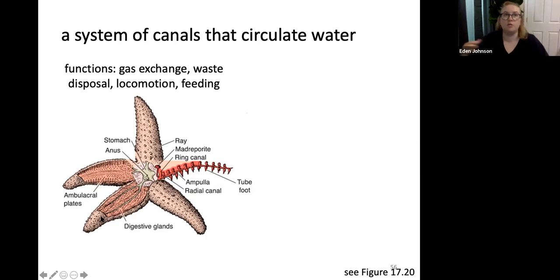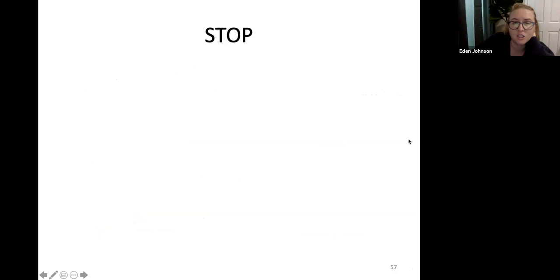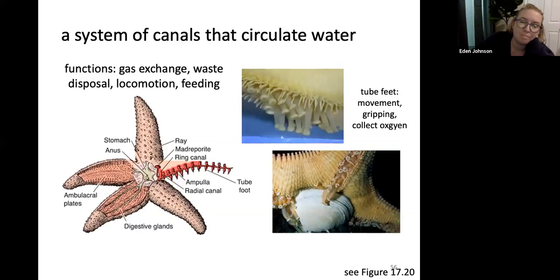It literally filters water to help it do all the things it needs to do, but instead of relying on just a circulatory system, it's relying on the system of canals. It's also got tube feet for movement, gripping, and collecting oxygen. And if you haven't seen the mouthpiece of a starfish, it's right here on the underside in the center, and it's just sucking in whatever this organism is, some mollusk.